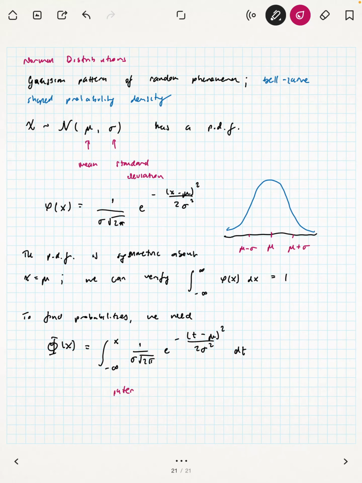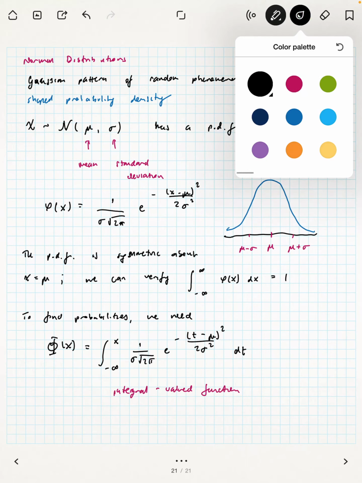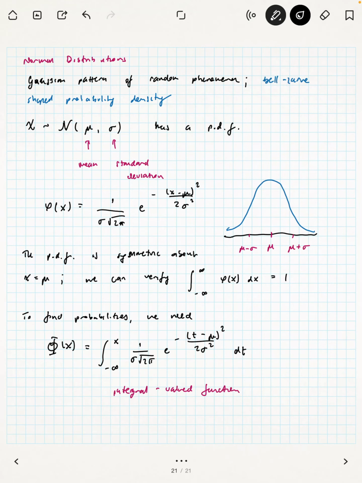Notice that this is an integral valued function, and it has no elementary function form, okay? So we always need technology or tables or numerical integration in order to figure out probabilities using this function directly. And in general, we call this function the cumulative density function.